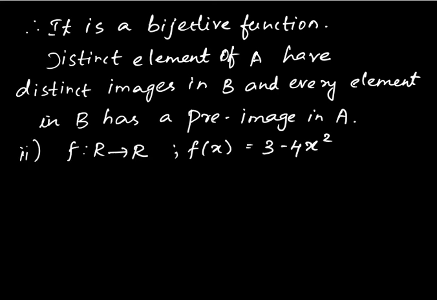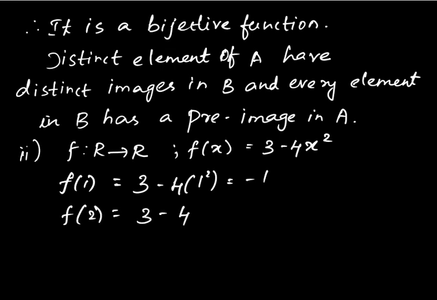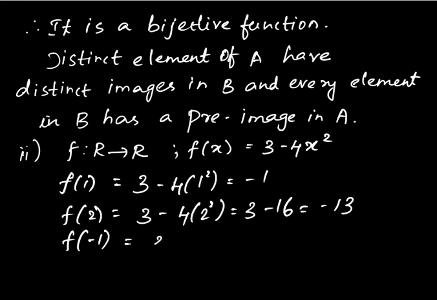So next question, f is a function from R to R, f of x is equal to 3 minus 4x square. So find the value of f of 1. F of 2. F of minus 1.